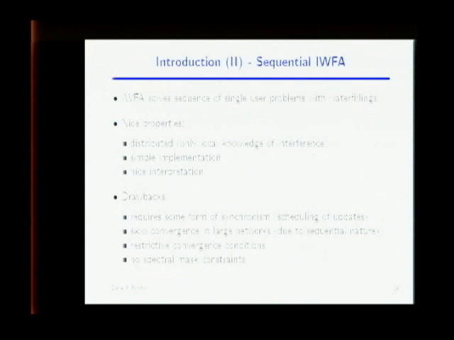Drawbacks. Well, of course, if you have a sequential update in, let's say, an ad hoc network, this means that you need some kind of synchronism, right? You need some kind of scheduling. Who is going to update at what time? That's not nice. Then, because of the sequential update, if you have many users, convergence will be slow because the users will be waiting most of the time for their turn, right? So that's not nice.